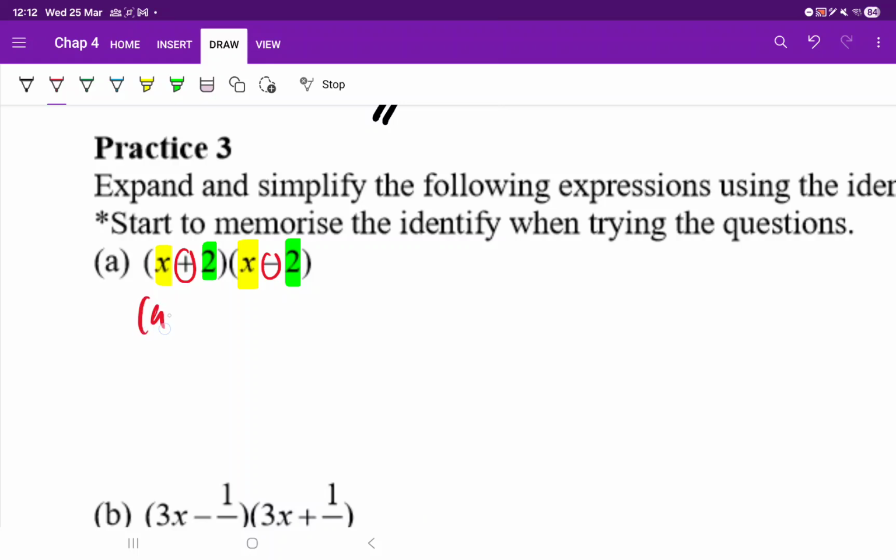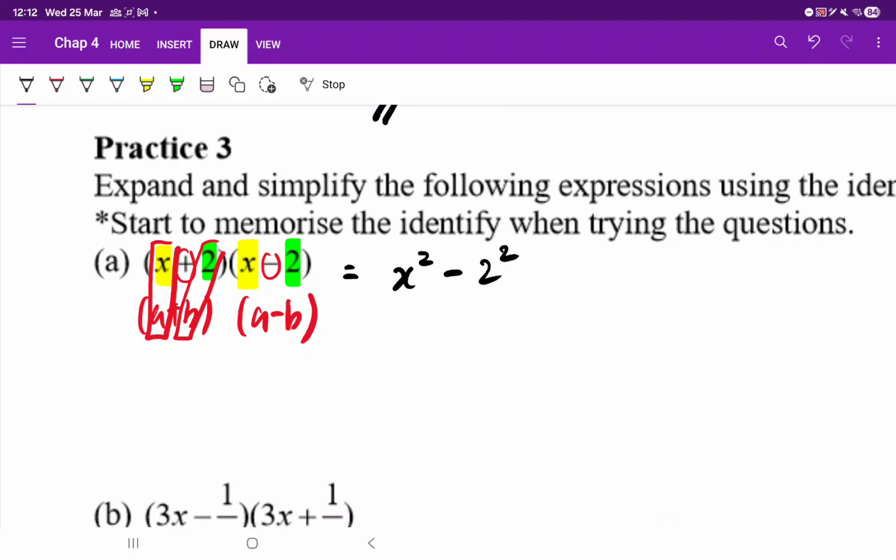So we know that this is A plus B, and this is A minus B. What is A and what is B? Well, x is A, 2 is B. You can confirm this by comparing yourself. Then you're applying the formula x squared minus 2 squared, because that's A squared minus B squared. But 2 squared can be simplified. Do you all know what 2 squared is? 4. Yeah, so you can write this as x squared minus 4, the simplified form.